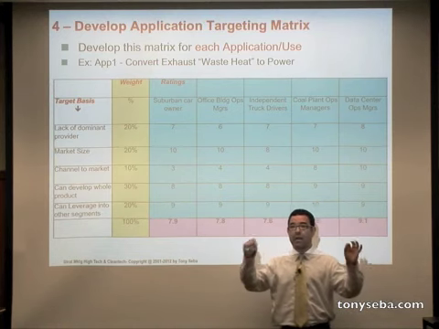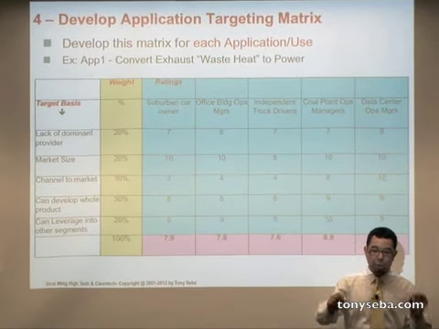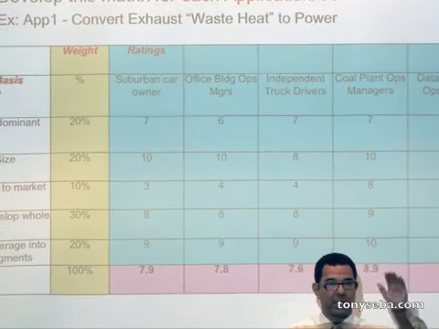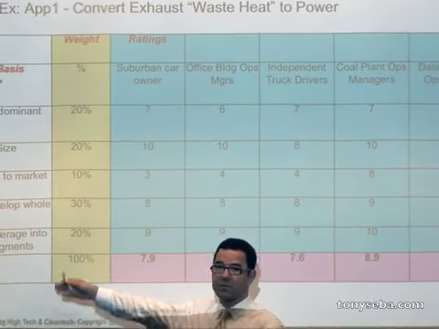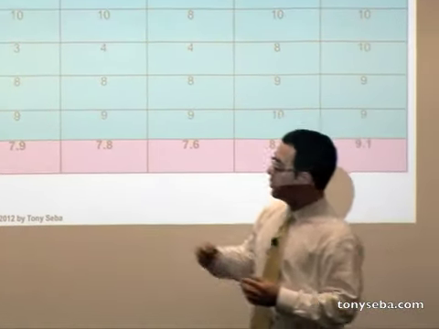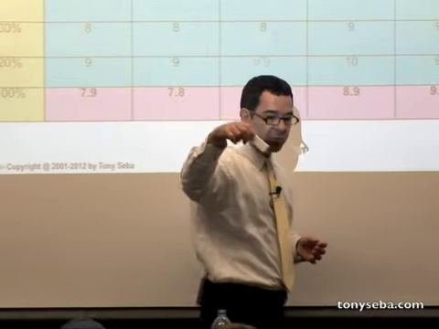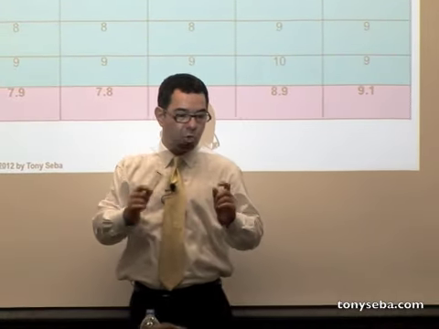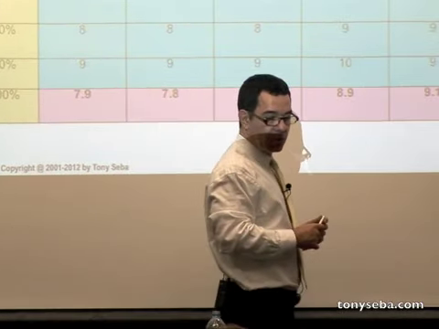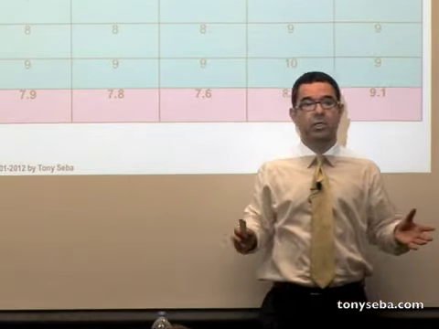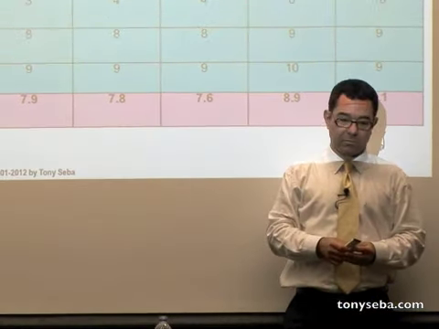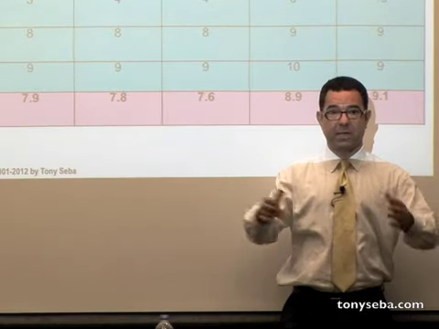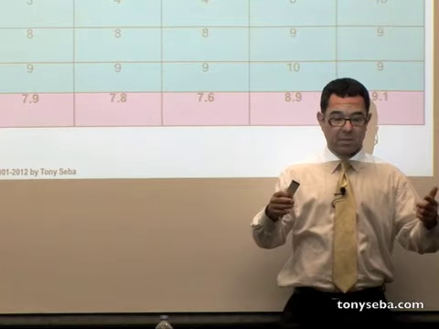So for each application and each user, develop one of these. For each application and each user, you have these target bases. You assign the weight, 20%, 50%, 10%, 30%, and then you assign the rating. Do we have a channel, or can we develop a channel to the office building operation managers on a 1 to 10 basis? Can we develop a channel to the data center operations managers segment on a 1 to 10 basis? See what this says for each one of them.